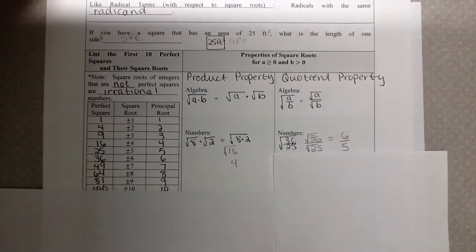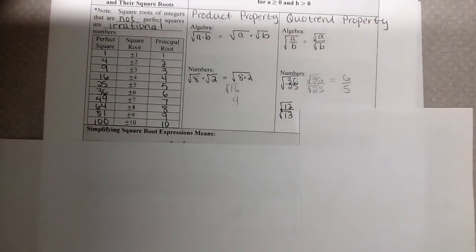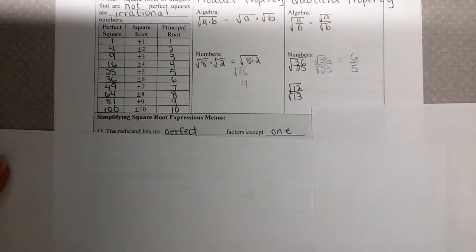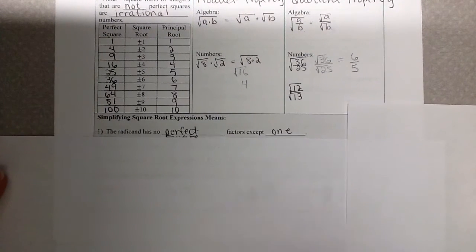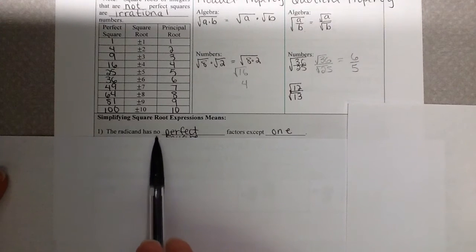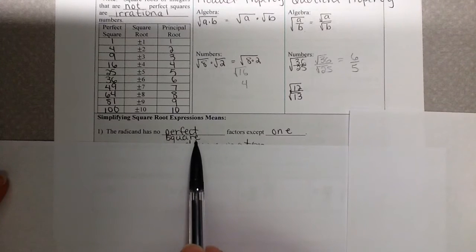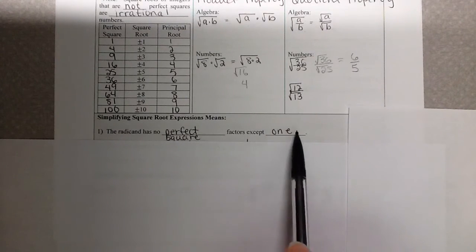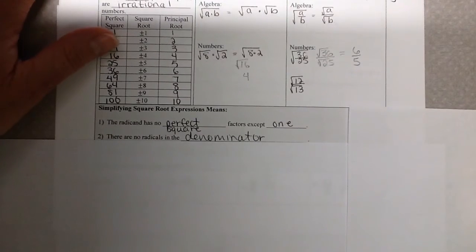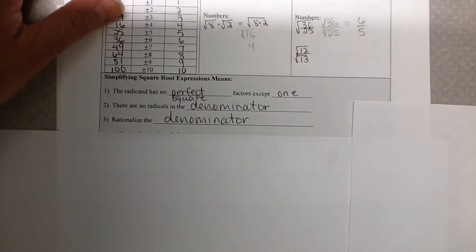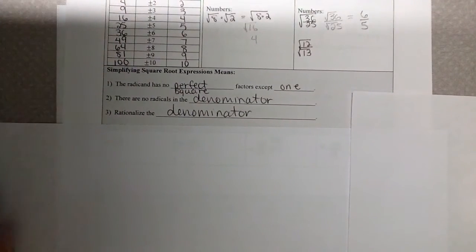Okay, so you're doing product and you're doing quotient. All right, when you simplify a square root, you need to make sure that the radicand, so the number underneath the radical sign, has no perfect squares, and no perfect square factors except for 1. You also need to make sure that there are no radicals in the denominator. We'll deal with that tomorrow. And you need to rationalize the denominator, something else that we'll do tomorrow.